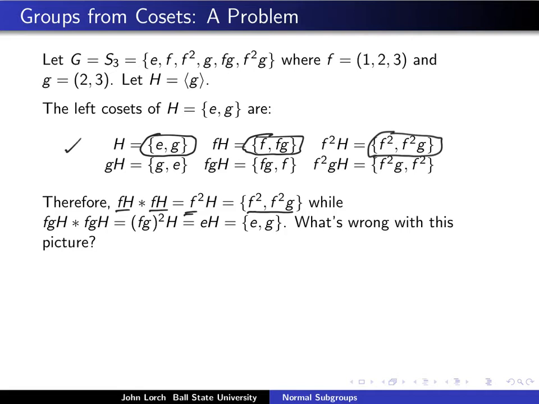On the other hand, we can also take FGH, which is a perfectly good left coset of H, and multiply it by itself. To do that, we multiply the representatives together. That is, we take FG times FG. But FG is of order 2, and so FG squared is equal to E. And so the result is just H itself, consisting of the elements E, G.